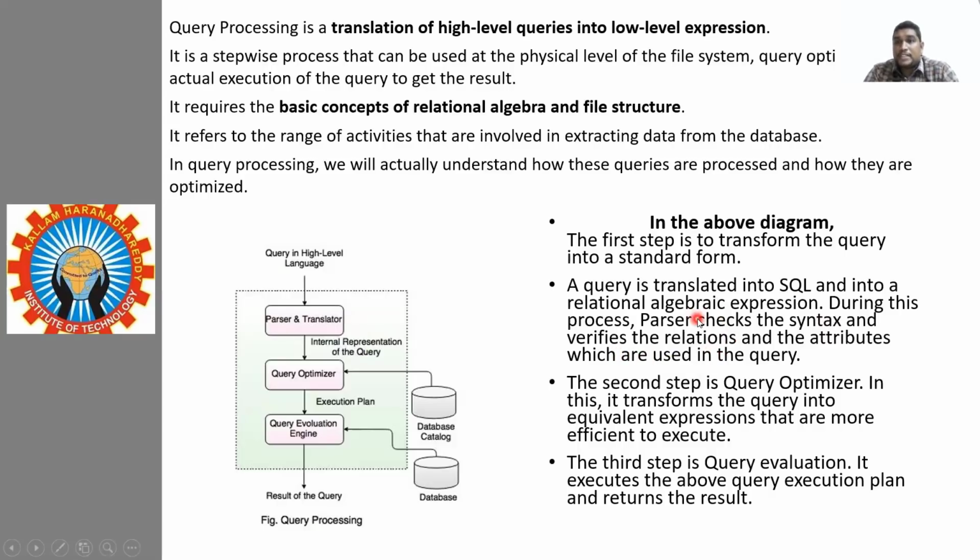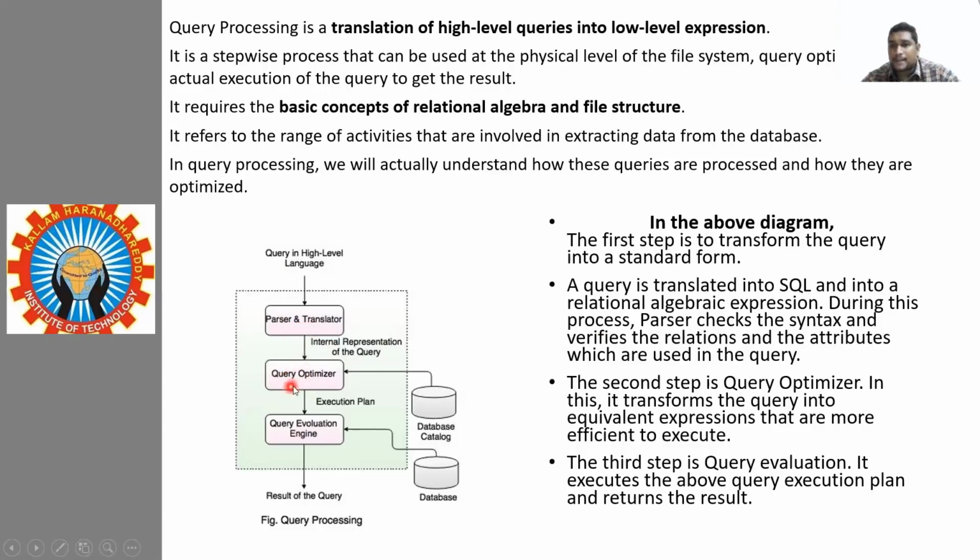Next, it checks syntax and verifies the semantics. Semantics is whether it has meaning or not. Syntax is the rule. Semantics is the meaning. So the parser checks whether the expression given by the user has proper syntax and semantics. If it has both, then only does it translate. Otherwise, it gives an error. Okay, clear? You understand?